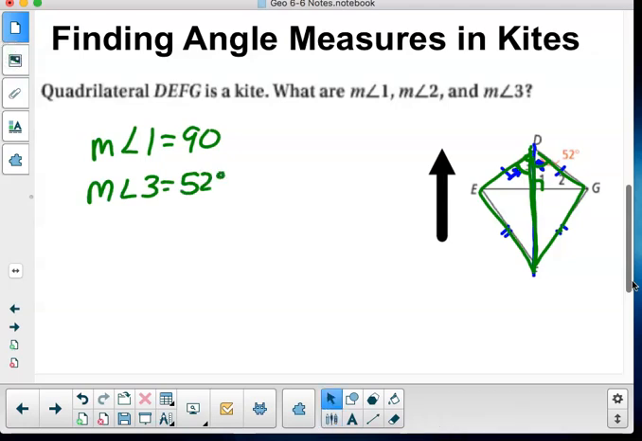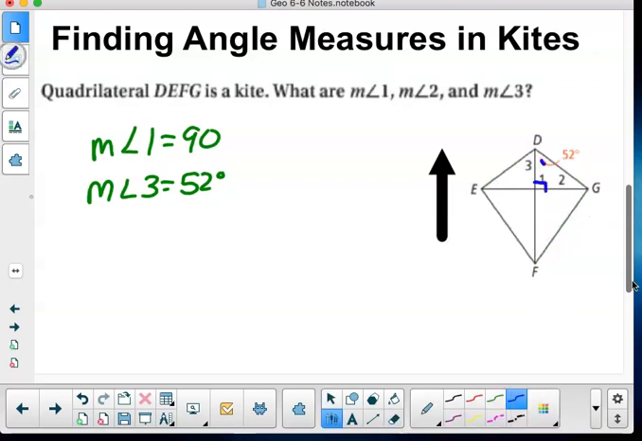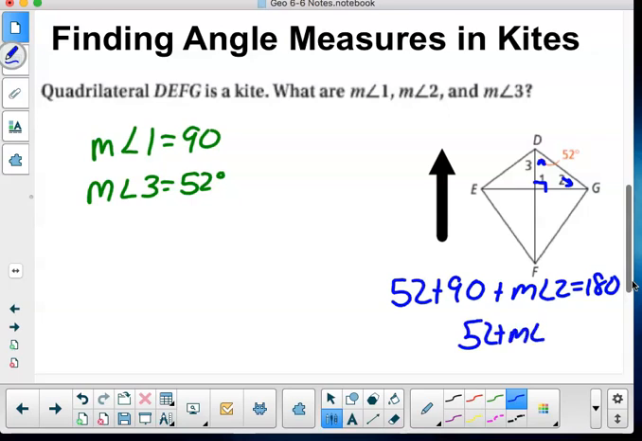Now my next thing that I want to make sure you drive home on is, since this is 90 degrees and this is 52, we can say 52 plus 90 plus the measure of angle 2 is equal to 180 degrees. We know that the three angles in a triangle add up to 180, but we also know that the two acute angles in a right triangle add up to 90. So 52 plus the measure of angle 2 should equal 90 if I just subtract 90 from both sides. Now, if I subtract 52, I know that the measure of angle 2 is 38. So the measure of angle 2 is 38 degrees.